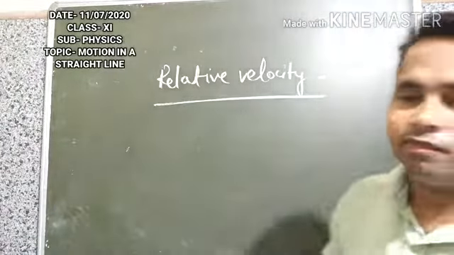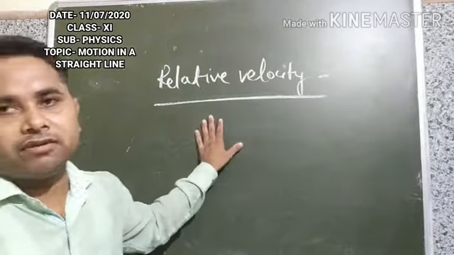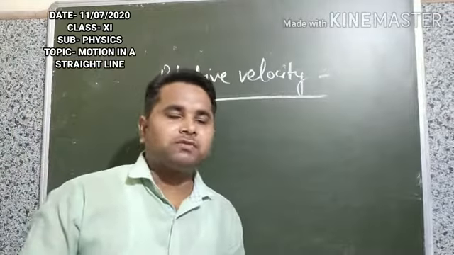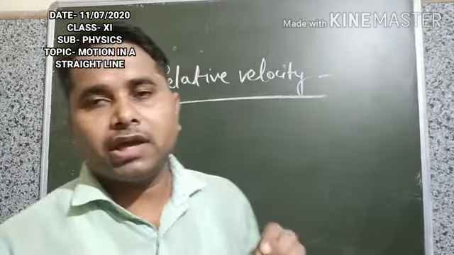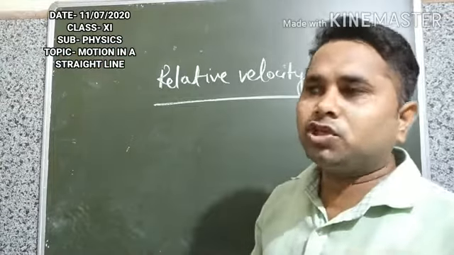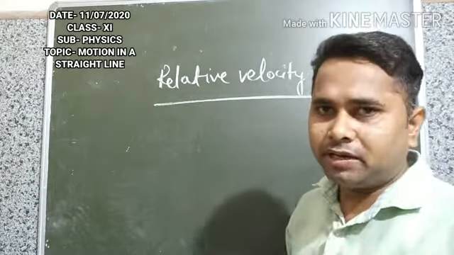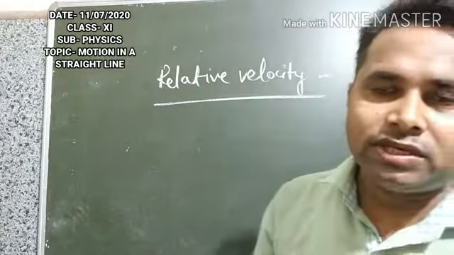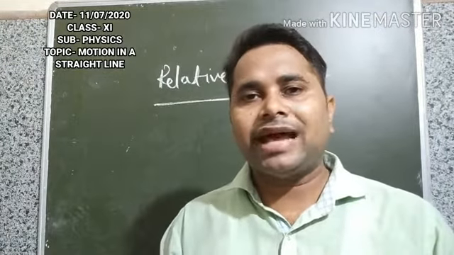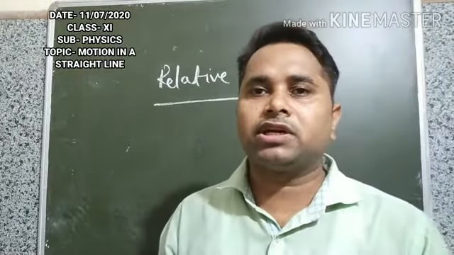Now let's define first what is relative velocity. Relative velocity of second object with respect to first object is the time rate of change of position of second object with respect to first object. Repeating, relative velocity of second object with respect to first object is the time rate of change of position of second object with respect to first object. This is relative velocity.